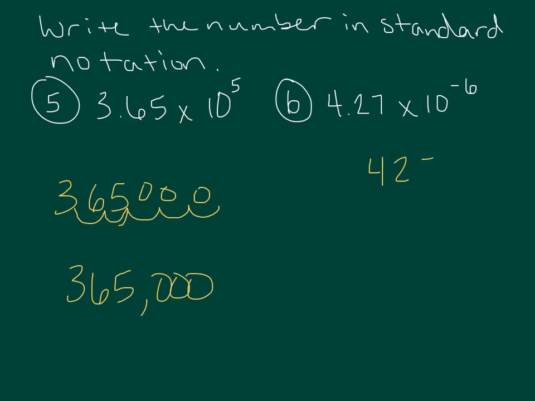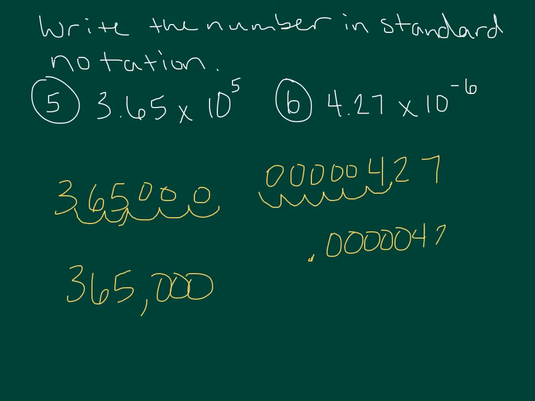Alright, this number 6, it's moving it to the left. So you had 4, 2, 7. The decimal was here. It needs to move 6 spots to the left. So 1, 2, 3, 4, 5, 6. So 1, 2, 3, 4, 5 zeros. So point 1, 2, 3, 4, 5 zeros, 4, 2, 7. Alright, so that's scientific notation.